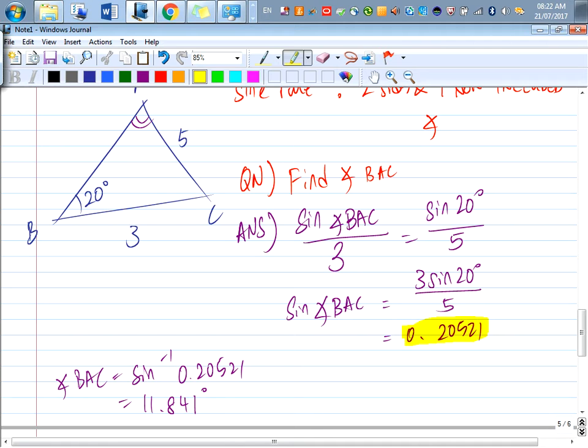What do you all think? Say again? Yes, Bowie. Yeah, two answers. Zafira also said it. Shouldn't there be two answers? Because sine of the angle is positive, right? So I know that angle BAC could also be 180 degrees minus 11.841 degrees. So that will give me 168.159 degrees. Okay, wait. So now two answers already, right?